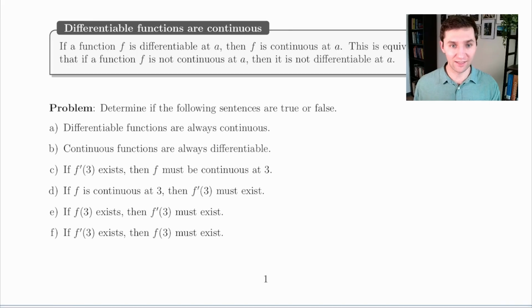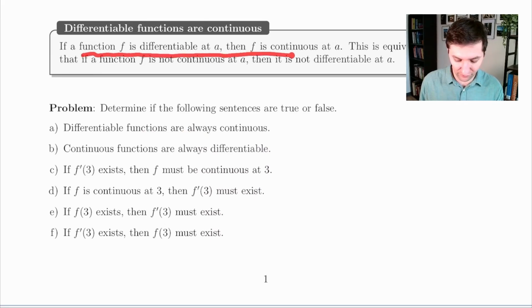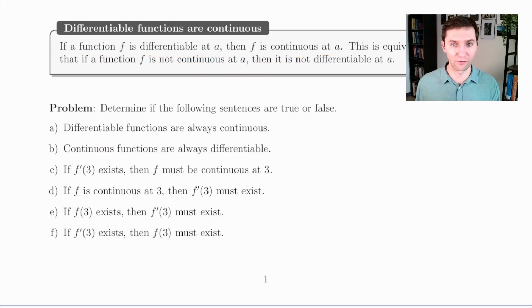Let's see if we understand this theorem by completing the next problem. If you would like to try it on your own first, stop the video now. We must say if these sentences are true or false. Let's give it a try. The first one says that differentiable functions are always continuous. Is that true? I believe it's true. It is the first statement, the first sentence of the first theorem. If a function is differentiable, then it is continuous. The first one is true.